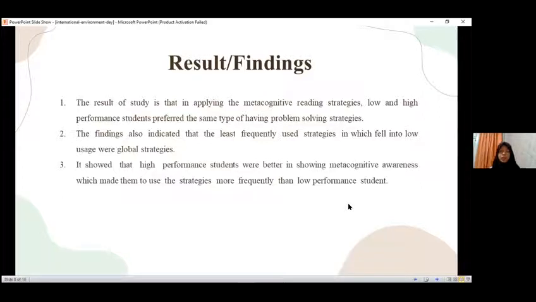The findings also indicated that the least frequently used strategies, which fell into low usage, were global strategies. Generally, based on statistical research, it showed that high-performance students were better in showing metacognitive awareness, which made them use the strategies more frequently than low-performance students.